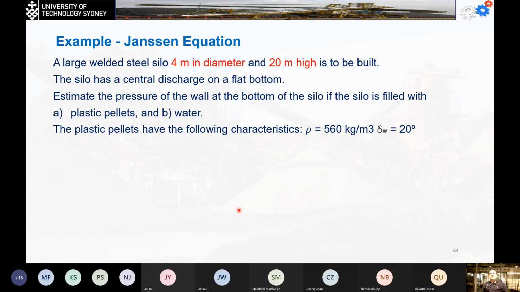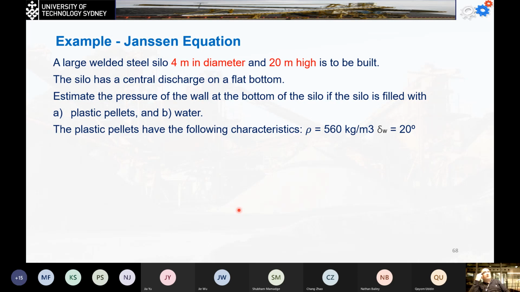Now let's have an example on designing the silo by calculating the pressure we are going to have, and thus we are going to design what the diameters will be. We can change the diameter, or we can control the height, and also we can select the thickness of the plate, or the thickness of the wall, we are going to use to build this silo. So the example in front of us is a large welded steel silo, which is 4 meters in diameter and 20 meters in height.